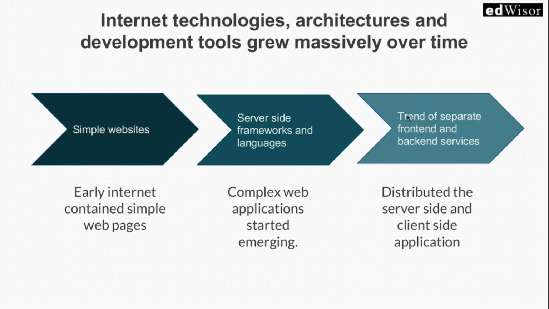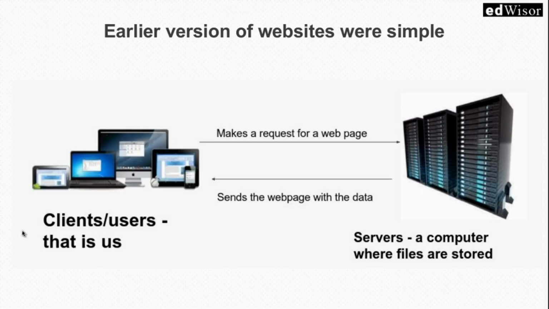And obviously we'll be talking about backend and frontend separately, because they are the core part of the program as well as a core part of how the web works. So we really need to have a context of that. So moving on to the first part, that is the earlier version of websites. They were very simple. You can think of the devices as clients or users, that is us. Okay, we used to request a web page.